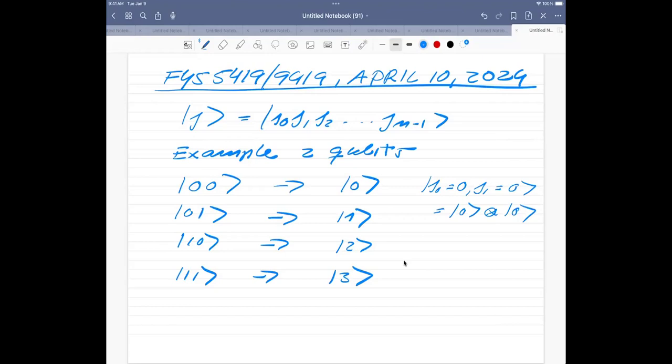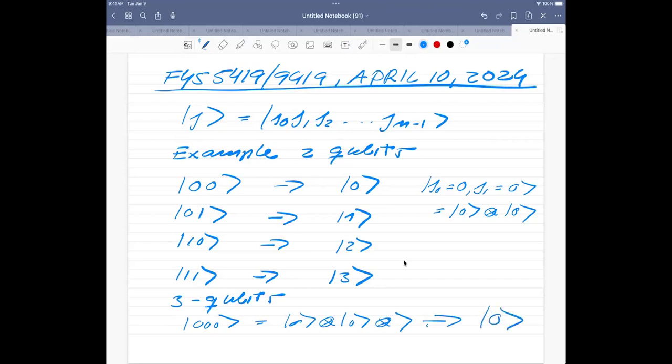If you have 3 qubits, you would have a similar situation. We could have the state 0, 0, 0, which is actually 0, tensor product with 0, and tensor product with that one. And then we would use 0 as a notation for that. And that is this index or this label J, which we have in the first equation.